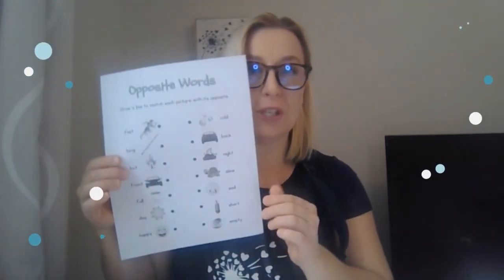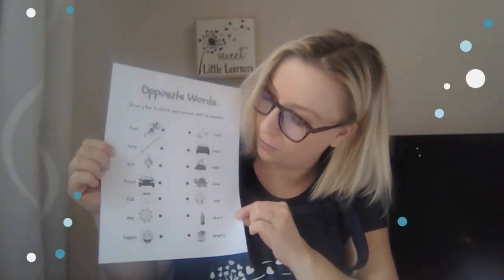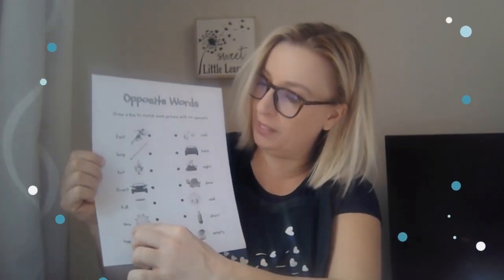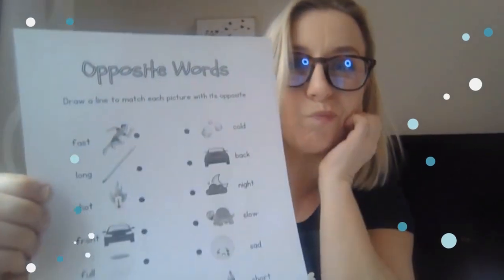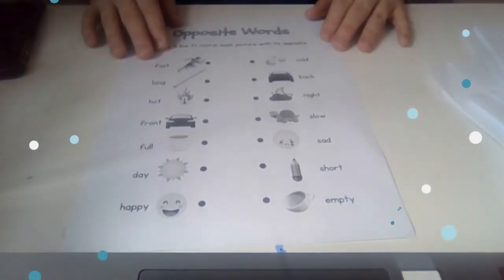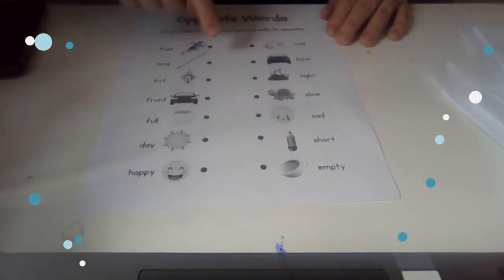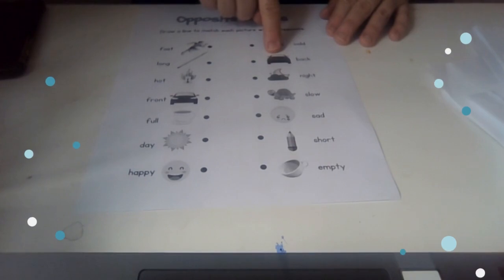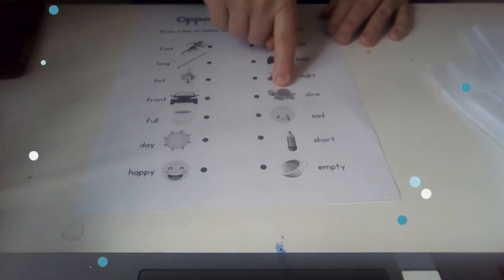Now to get your mind thinking, there is an opposite word sheet for you. Maybe you're going to pick your favorite one. Like day. What's opposite of day? Where would I draw my line? Would I draw it to cold? No. Day. Here, let's take a big look at this. What would be opposite of day? Let's take a look. Do you see? Day. Cold. Back. Night. Slow. Did you say night? That's right.